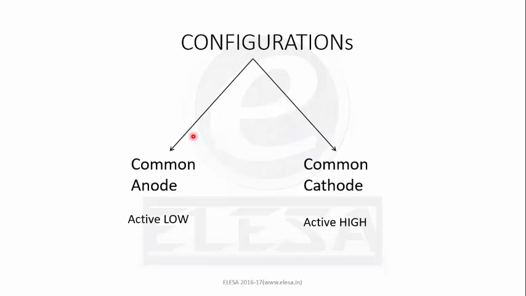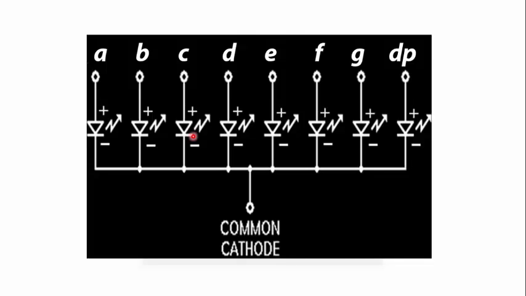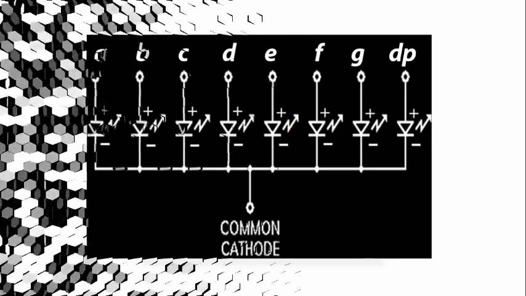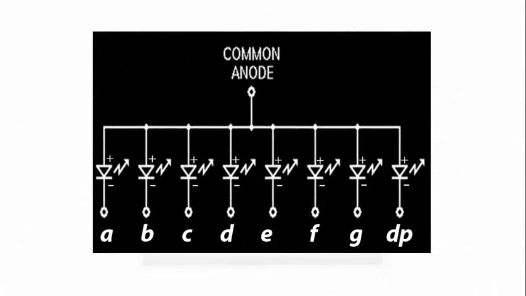To understand the concept of active high and active low, let's have a look at the LED arrangement. In common cathode type, the cathode of all LEDs are tied together to a single terminal which is usually labeled as COM. And the anode of all LEDs are left alone as the individual pins labeled as A, B, C, D, E, F, G and DP for the dot, as shown in the diagram. Similarly, in common anode, the anode of all LEDs are tied together as a single terminal and cathodes are left alone as individual pins.